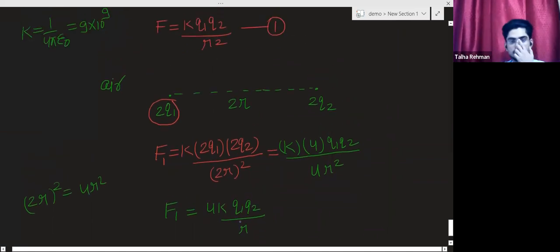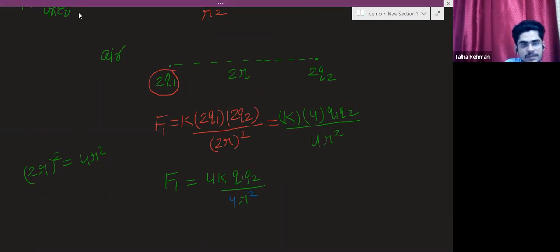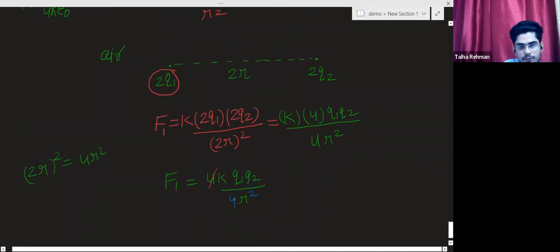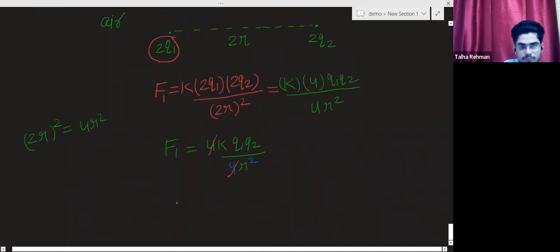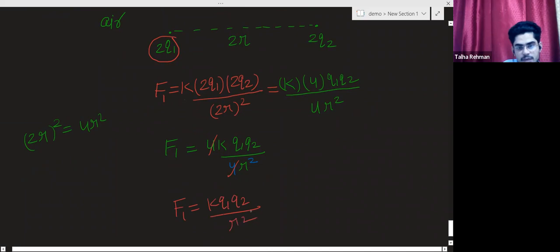Okay, now this will be 4K and Q1 Q2, and the denominator will be 4R square. Now we will cancel out 4 and 4. Then F1 will become K Q1 Q2 by R square.